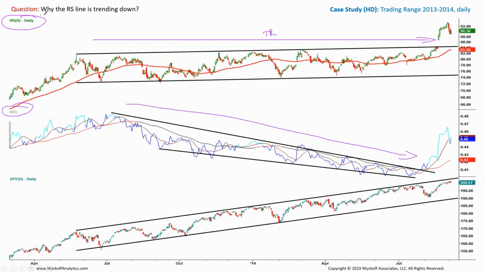So the question that I have for you guys, and I want you to answer this, write it down in your questions box: why is the relative strength line trending down? What's happening here?